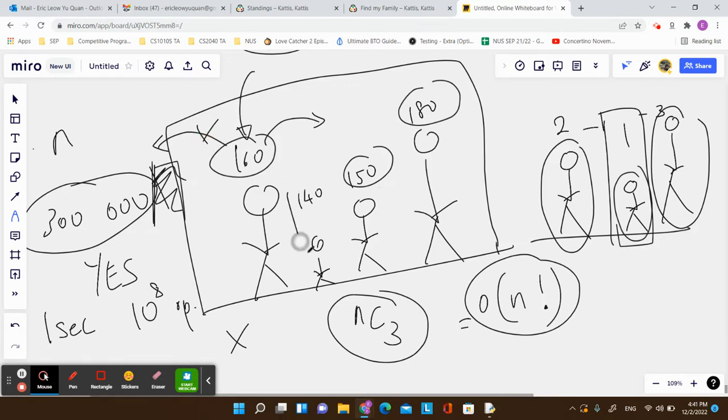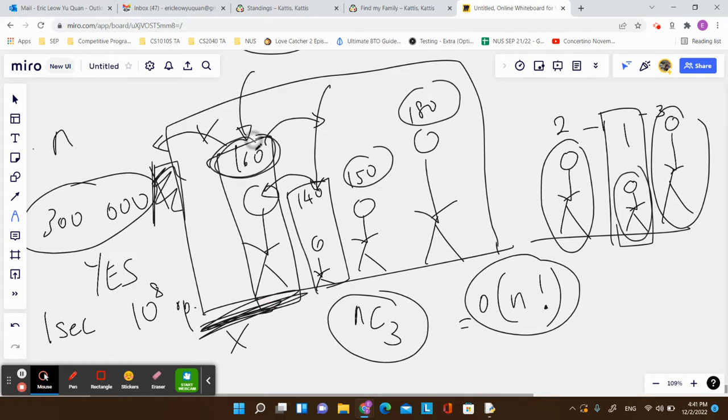Okay, now you try 140. You set him as the person 1. Now you check to the left of him. Is there anyone to the left of him that is taller than him? There's only one guy to the left of him, so definitely you just need to check this guy. And yeah, he is taller. So this guy will satisfy the 2 position.